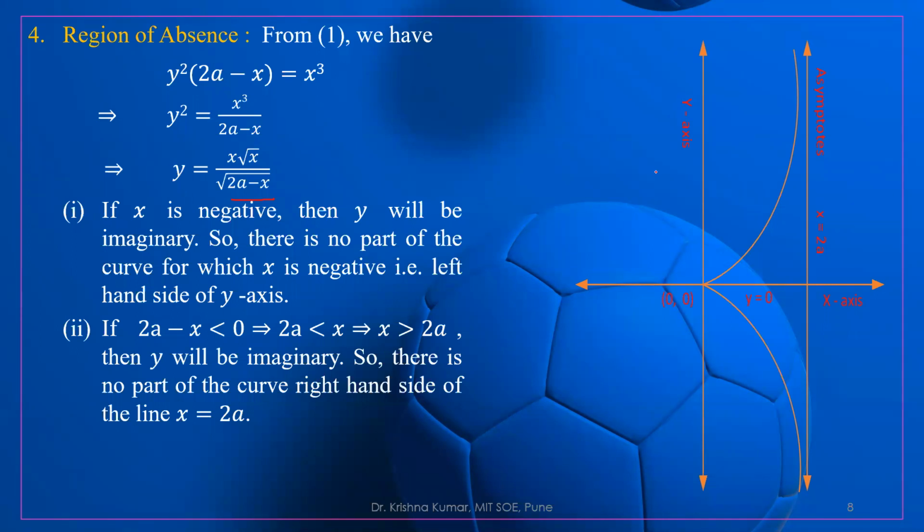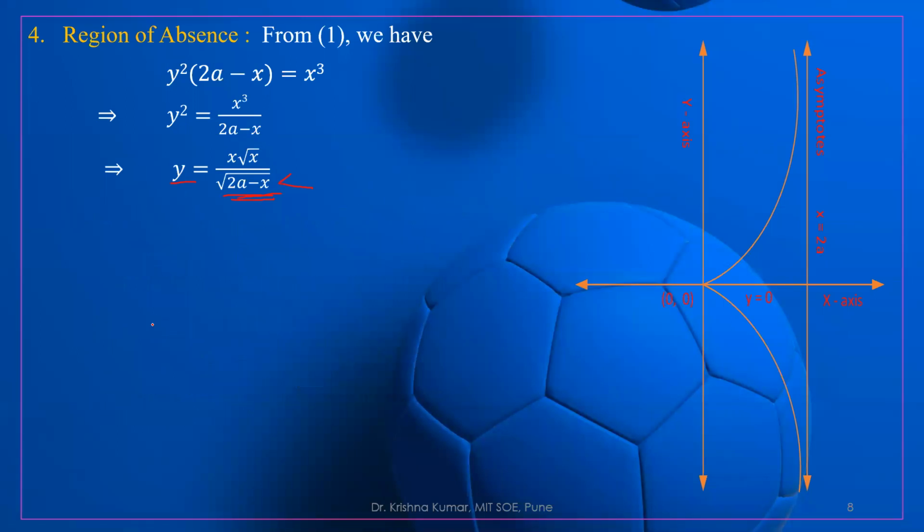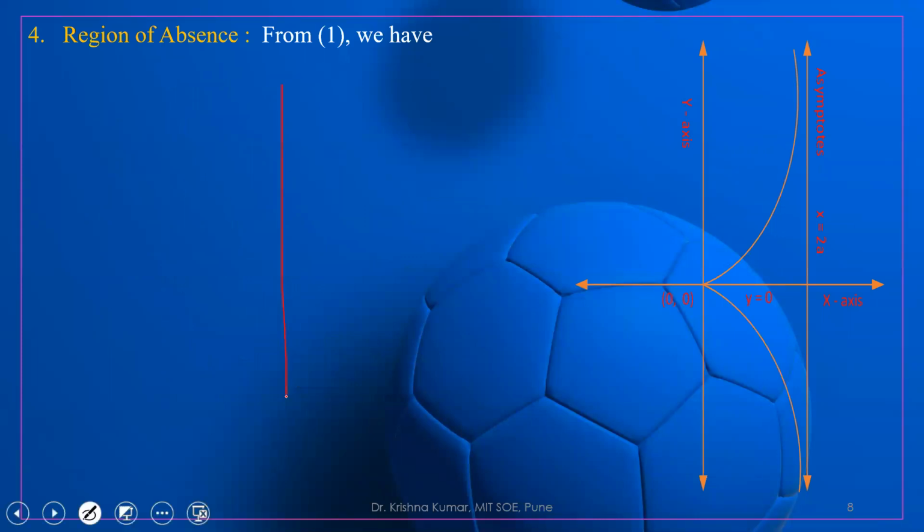Now look here, what we are getting over here. So here x is negative. If x is negative, then what will happen? Y will be imaginary. If 2a minus x is also less than 0, then also it will be imaginary. Correct? So now we want to trace this curve. What will happen if we want to trace this curve? If we have the x-axis and y-axis.